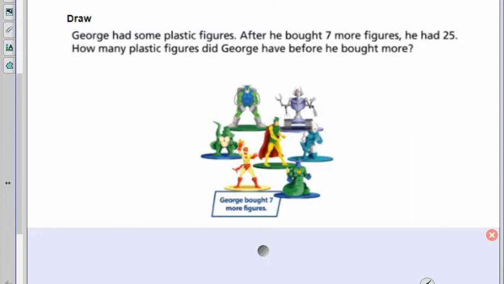So George has plastic figures, and after he bought 7 more figures, he had 25 in all. And how many plastic figures did he start with before he bought the additional 7? Let's see what that looks like.